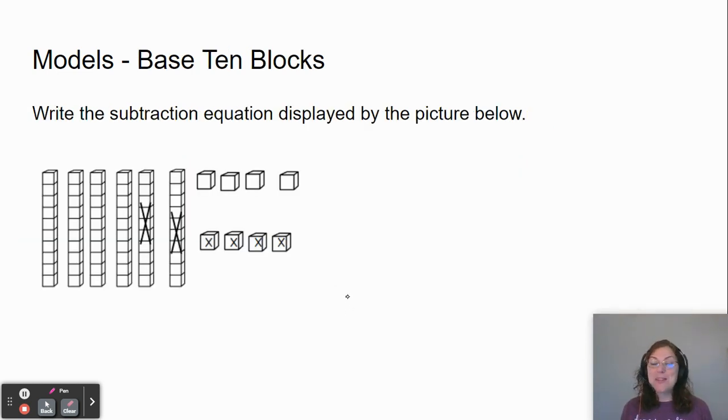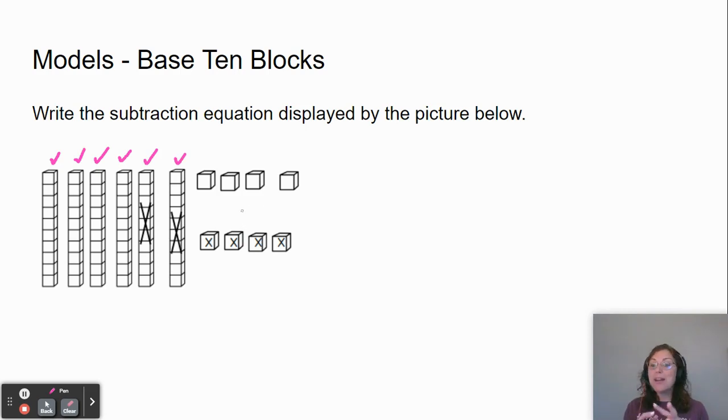You may be familiar with the base 10 blocks. These are manipulatives that are used by teachers in classrooms in order to help students touch and feel the actual numbers. So in this one, we want to write the subtraction equation. So let's write how many blocks there are without any of the x's, okay? So I notice these are 10 rods, we call them. So I have 1, 2, 3, 4, 5, 6. Now, I may have said that wrong earlier.